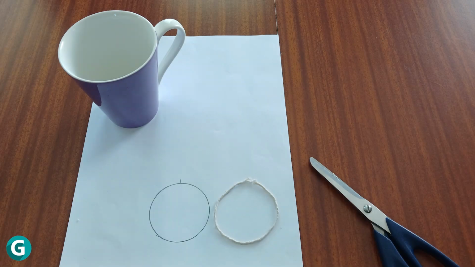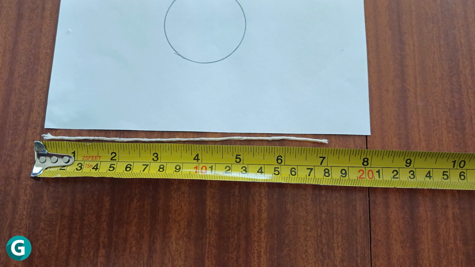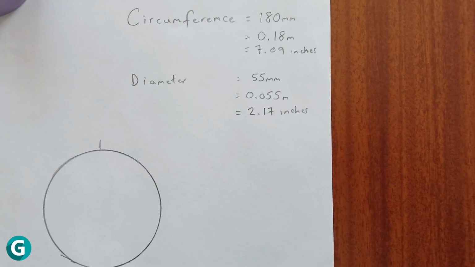If you're like me, I always try to carry out a practical example to prove that something is right. So I took a drinking cup, drew around the bottom of it onto a piece of paper, and then got some string, placed it around the circle I drew, and then cut it. I then laid out the string as per photo and measured the circumference and diameter. And here are the results in both metric and imperial measurements.